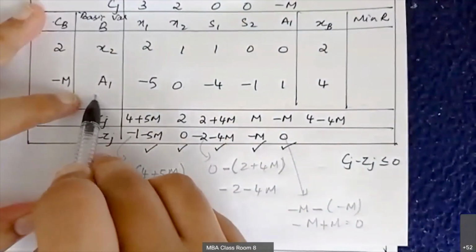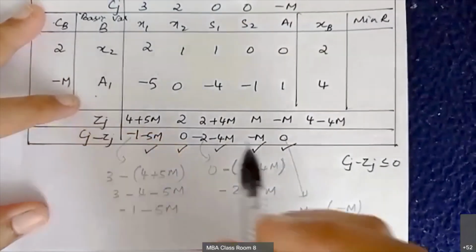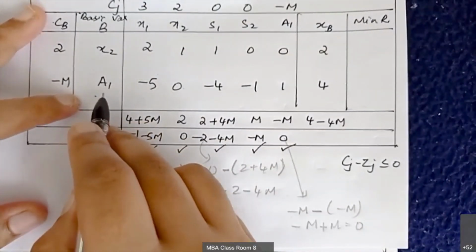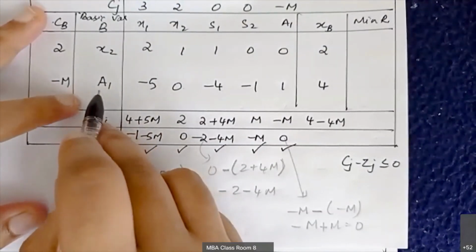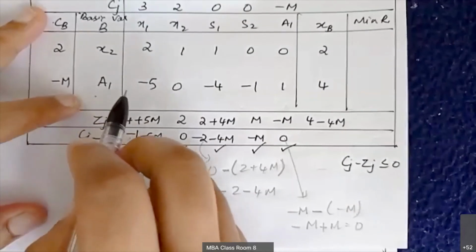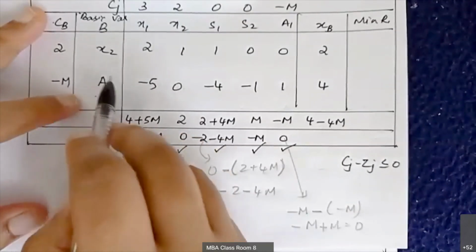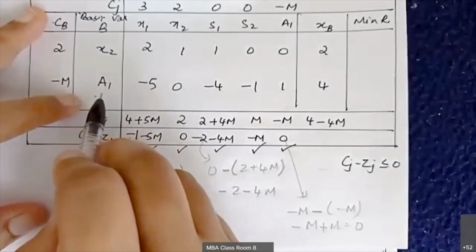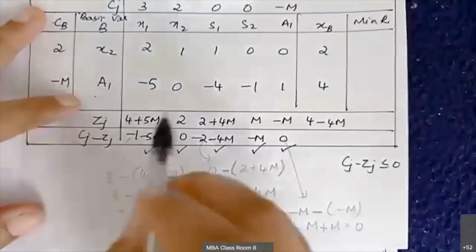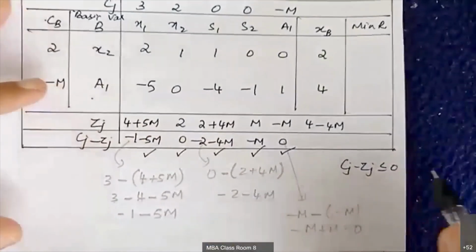So in the note, it says that if we have artificial variables in the basis, in that case we will not have a feasible solution. Artificial variable should not be there. Only in such cases will we have a feasible solution. But in our case, artificial variable A1 still remains in the basic variable. So we don't have a solution to this problem. It is an infeasible solution.